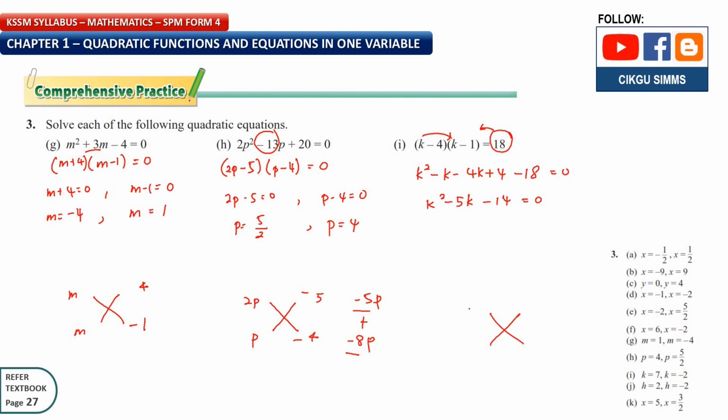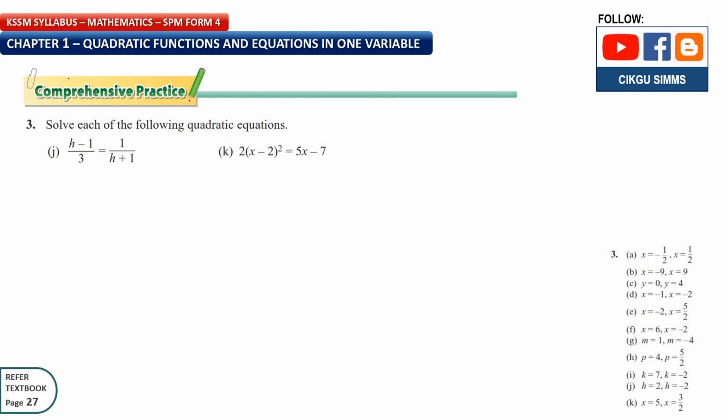Okay, so let us see the factorize. So 7, 2, because I want to get 5, right? And then minus 5, okay. So k minus 7, k plus 2. So k minus 7 is 0, k plus 2 is 0.